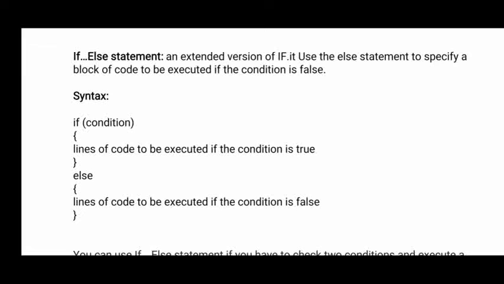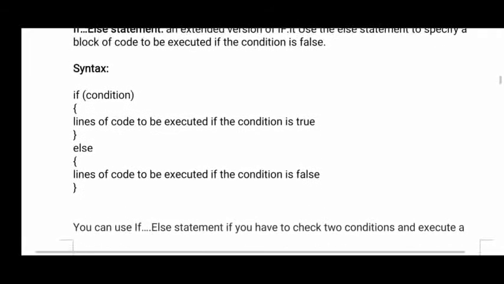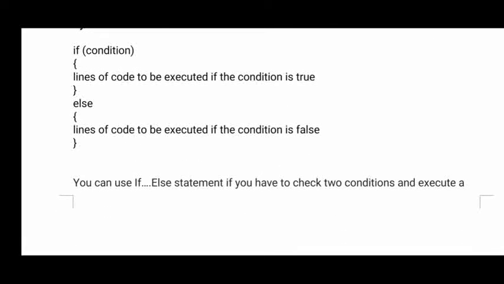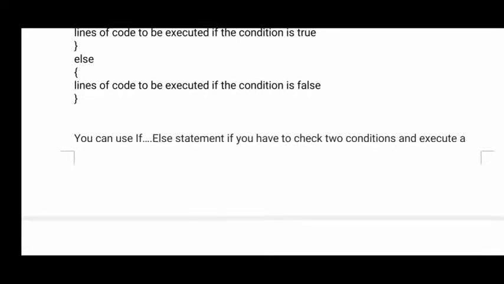If the given condition is not true, if it is false, then I want to execute some statements. Those statements should be written inside the false block. See here: if the condition is true, these lines of code are executed. If the condition is true, what do you want to execute? In the else part, if the given condition is false, what do you want to execute? That information we give in the else part.